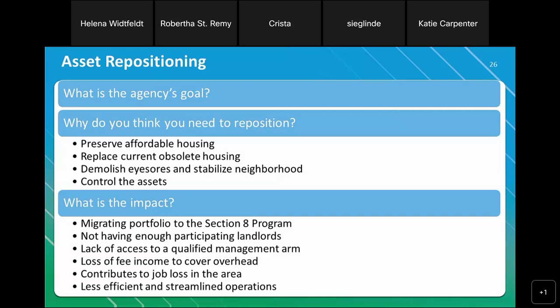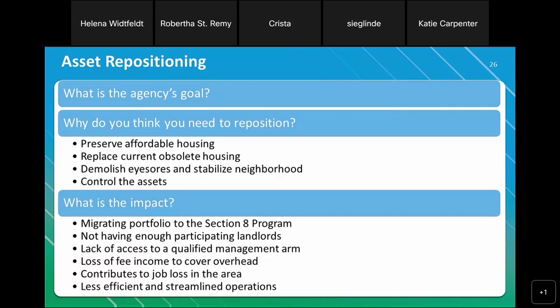It can contribute to a job loss in your area when you are no longer operating the asset yourself and you're converting it and it's under private management. There's no guarantee that the employee will be absorbed by the private management arm. And of course, sometimes it's a less efficient and streamlined operation. It's something to review and say, will we suffer a negative consequence by going through this particular conversion process? So in general, asset repositioning does bring a lot of questions.